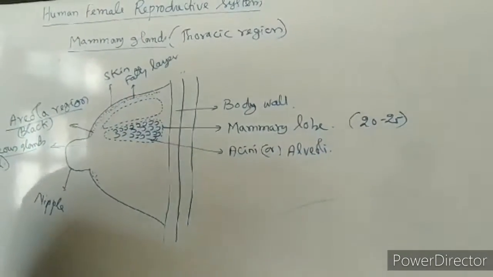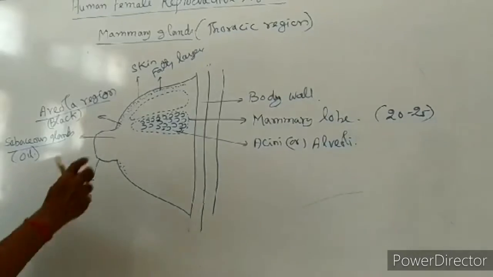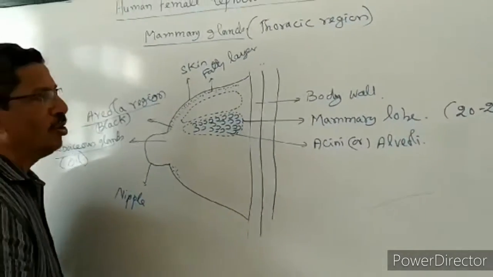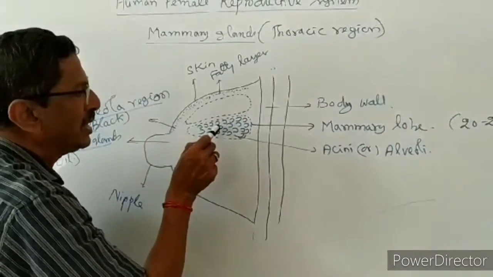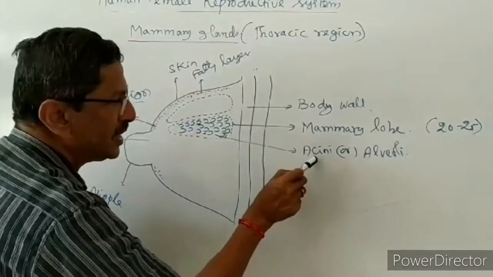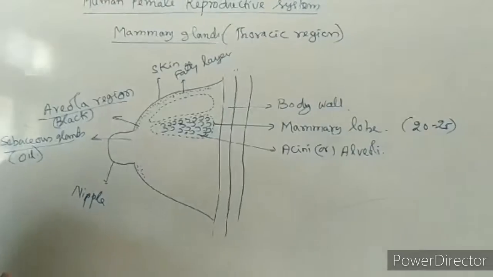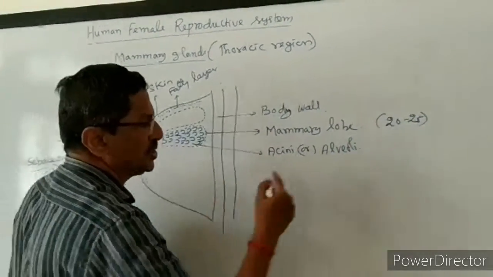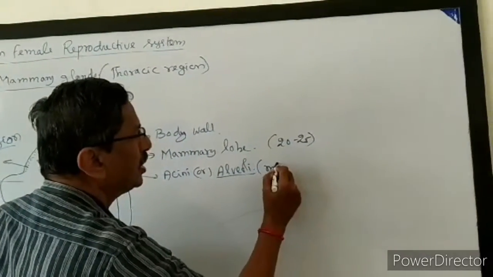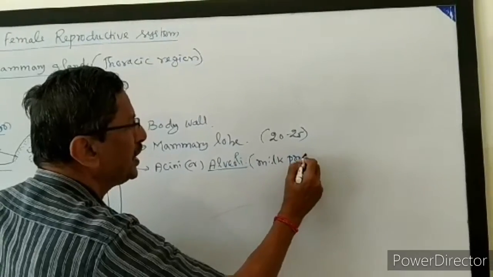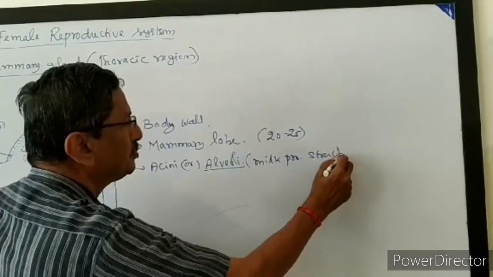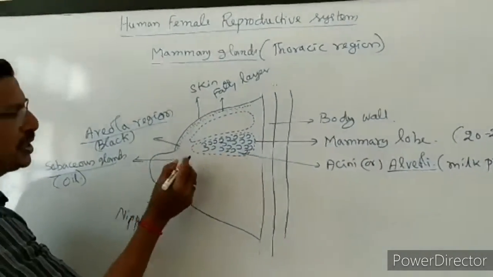Alveolus singular, alveoli plural. So an enormous number of alveoli are present. In the mammary gland lobe, the acini or alveoli are producing milk. They are milk producing structures. The milk is produced here.